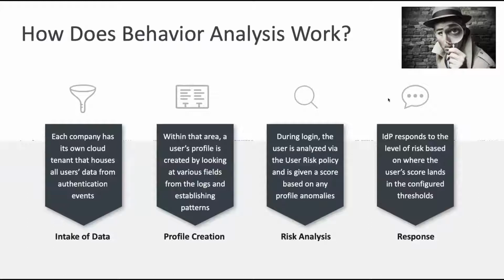And the last thing is response. So IDP responds to the level of risk based on where the user score lands in the configured thresholds. Those responses can be: allow user access without a multi-factor authentication step, allow user access with a successful MFA step, force a secure password reset, redirect to some safe zone, maybe it's a honeypot of some sort, or we can just deny access altogether.